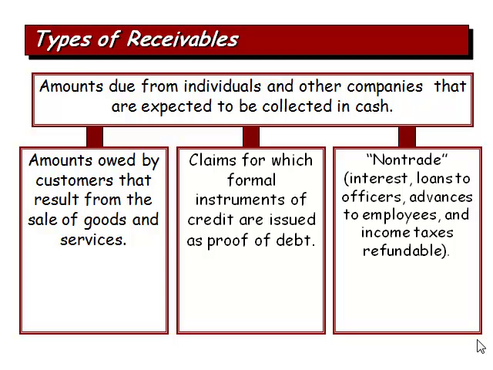So types of receivables: amounts due from individuals and other companies that are expected to be collected in cash. Amounts owed by customers that result from the sale of goods or services, those we typically call trade receivables. Claims for which formal instruments of credit are issued as proof of debt. Once it gets formal, then it's probably in a note receivable category. And finally, the non-trade things, the interest, loans to officers, advances to employees, income tax refund that you would record on your books.